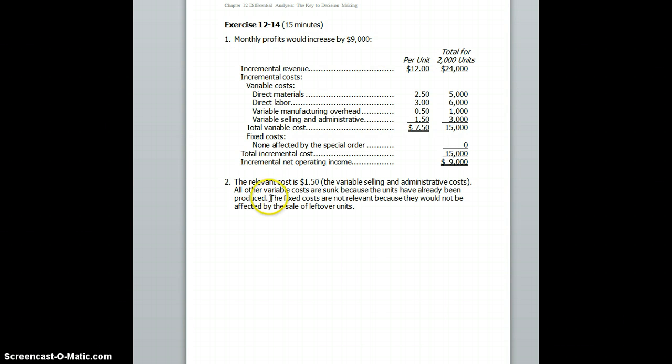The relevant cost that we would need in order to be happy with selling these leftover units would be $1.50 per unit. That is the variable selling and administrative cost, because we'll incur $1.50 of selling and administrative cost in order to unload these additional units. All other variable costs would be sunk costs because the units were already produced and they're just basically sitting on a shelf. Fixed costs are not relevant, obviously, because they would not be affected by the sale of the leftover units.